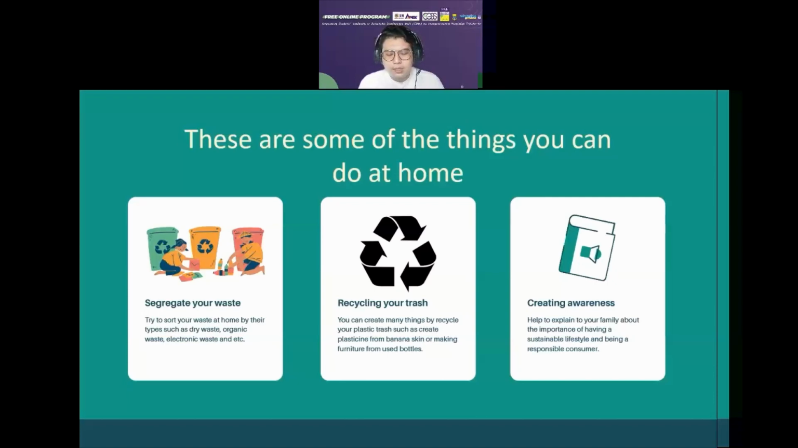Next, we can recycle our own trash, such as turning banana skin into plasticine, or we can even make furniture from used bottles. Next, we can also create awareness. We help to explain to our family or our friends about the importance of having a sustainable lifestyle and being a responsible consumer. You can start doing your part in creating awareness.